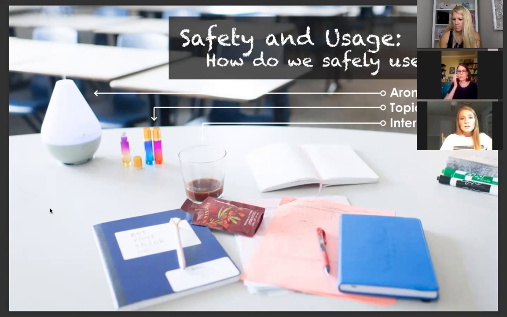Those are carrier oils, just to make sure that you're not going to have a reaction to it, because maybe you have sensitive skin. So the third option is internally. Young Living oils are pure.